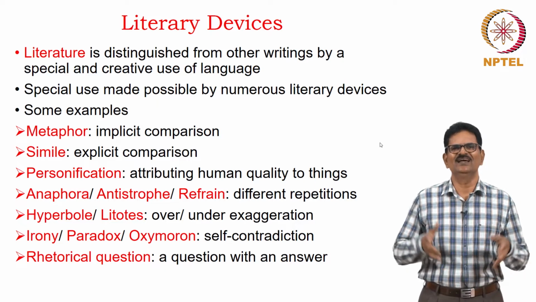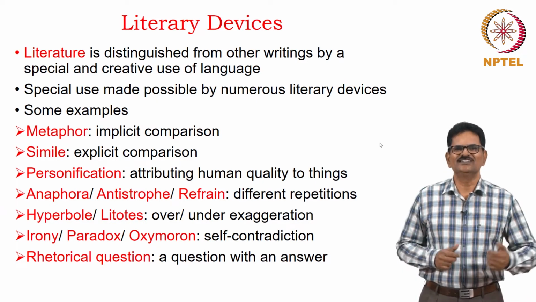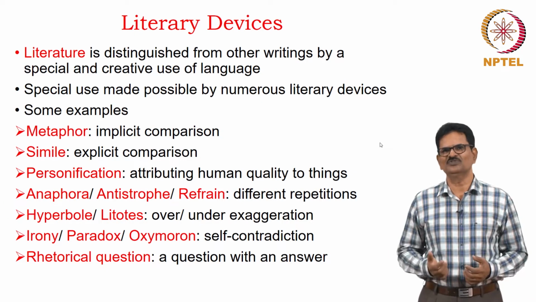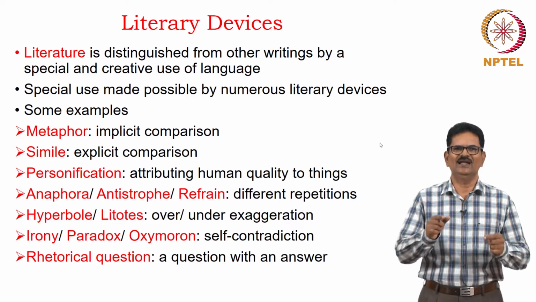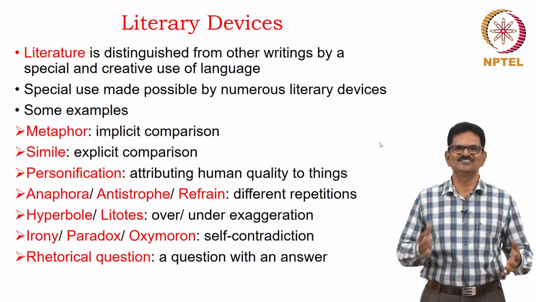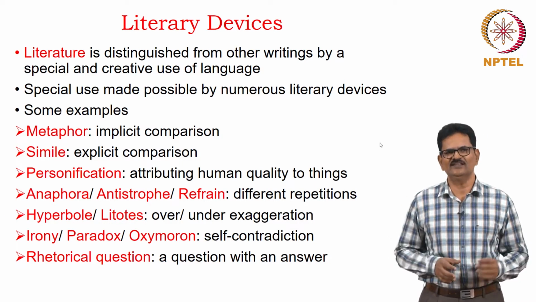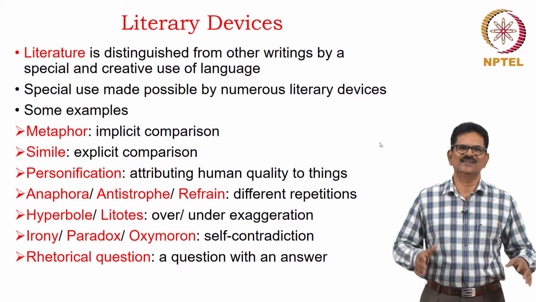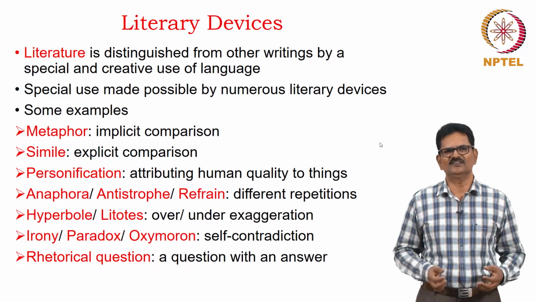do is to understand literary devices used by the author. Actually, literature is distinguished from other forms of writing by a special and creative use of language, and this special use of language is made possible by numerous literary devices. Here are some examples. When we read individual literary texts, we will look at them and understand them. Here we have just explained what these major literary devices are.